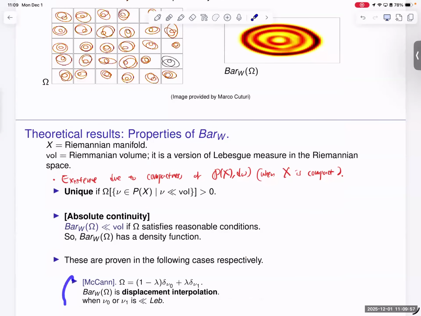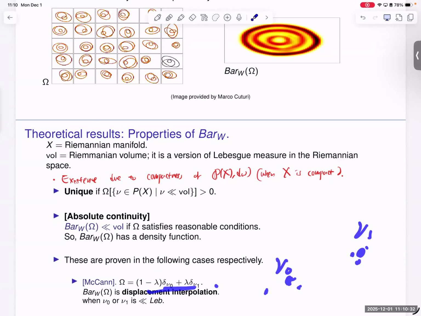An example of a Wasserstein barycenter is displacement interpolation. You have two measures, nu0 and nu1, and if you view these two measures as a distribution of measures, omega is just the combination of these two measures. Omega is just a distribution of these measures.